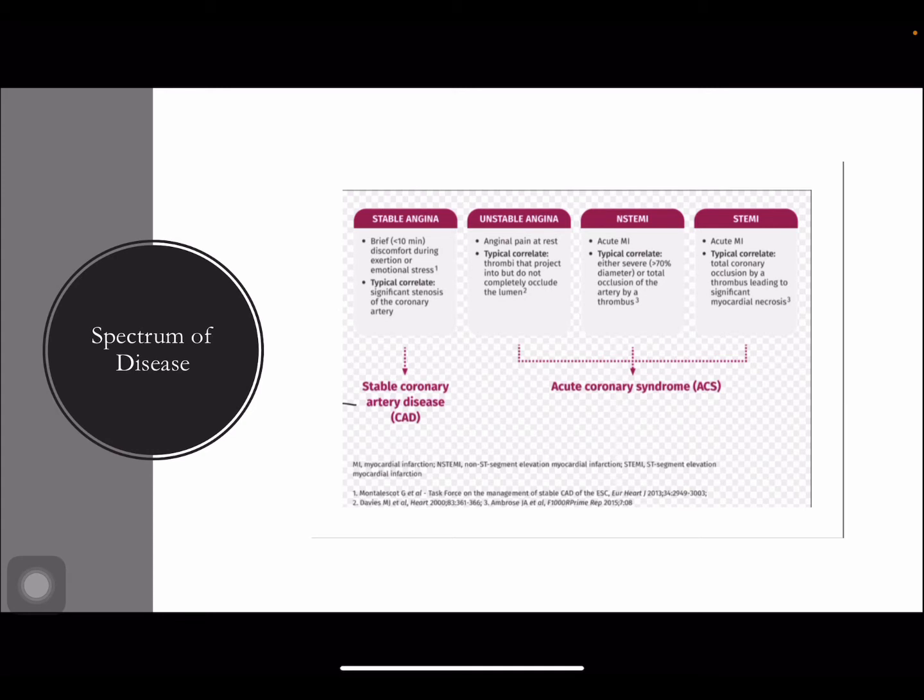Unstable angina, for example, specifically correlates with some thrombi that partially occlude but don't completely occlude the coronary vessels. And NSTEMI and STEMI are a lot more significant, where there's more than 70% of stenosis or occlusion of the coronary vessels. And troponin is really important in differentiating the different stages of the spectrum.